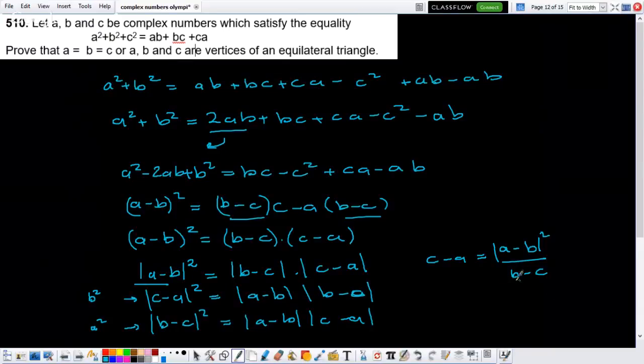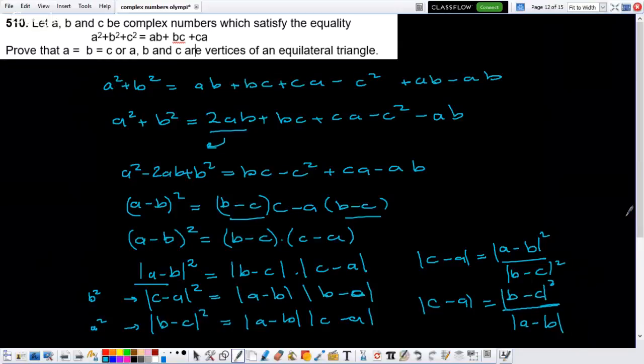And in the second one, I mean in the third one here, c minus a in module is going to be equal to b minus c square over a minus b. Yes. A minus b, it's going to be.